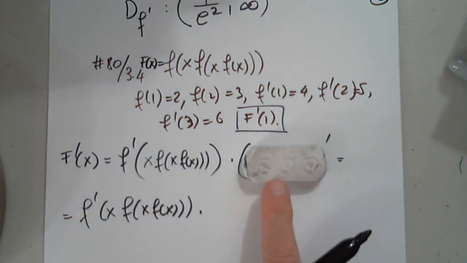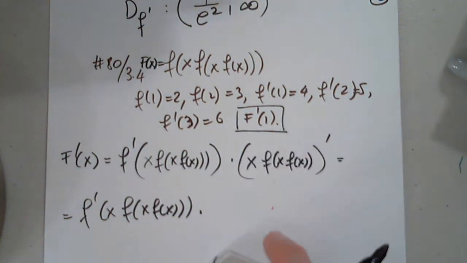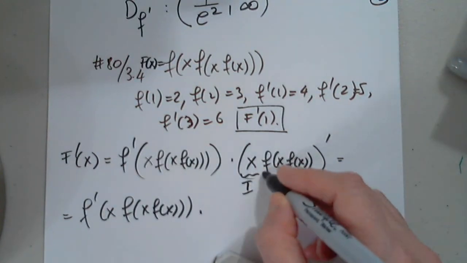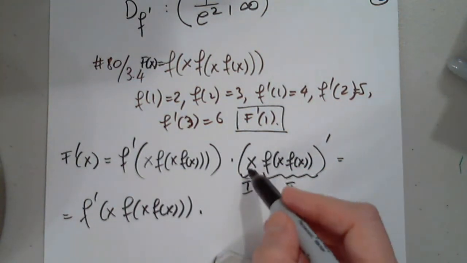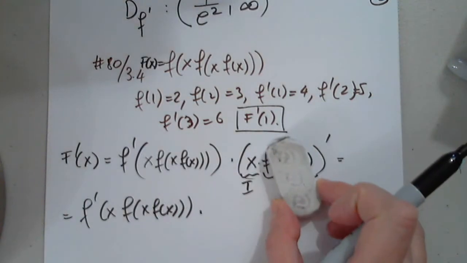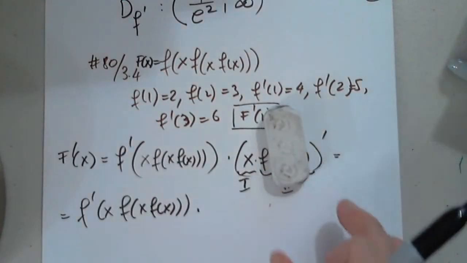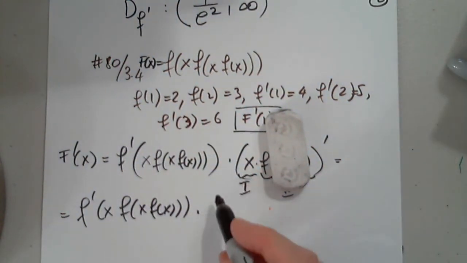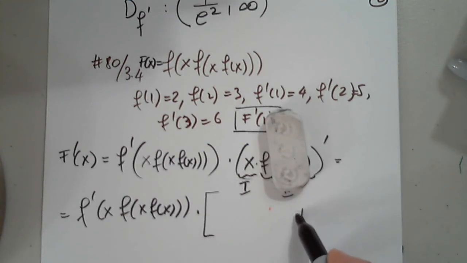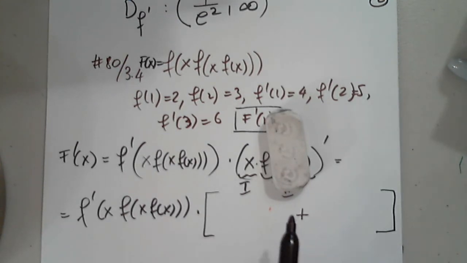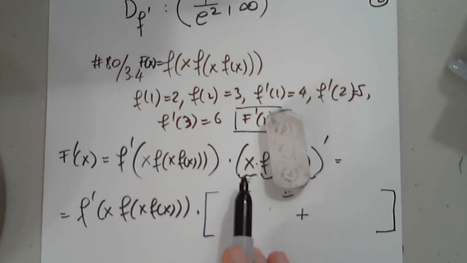Here I have a product. It's a product of function 1, function 2. x times whatever. So I have to have plus. When I differentiate using the product rule, I have the first function.